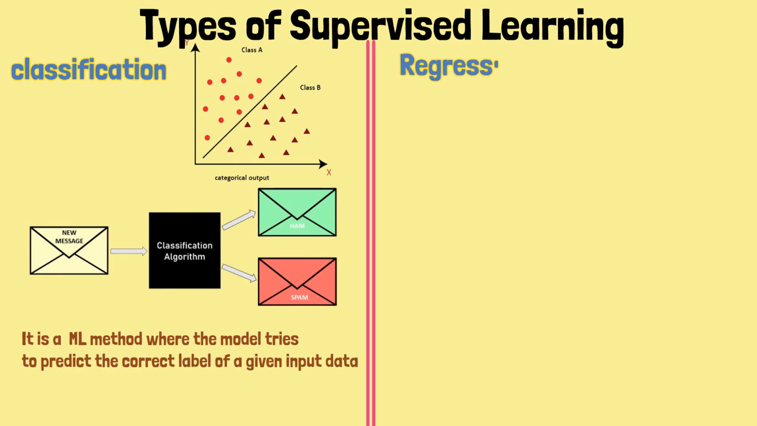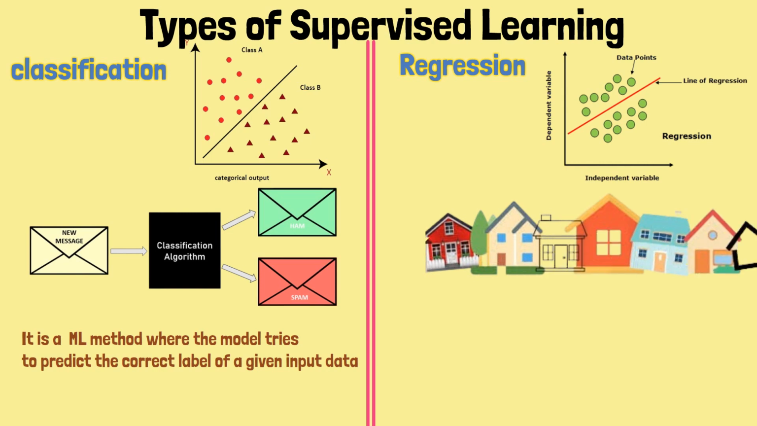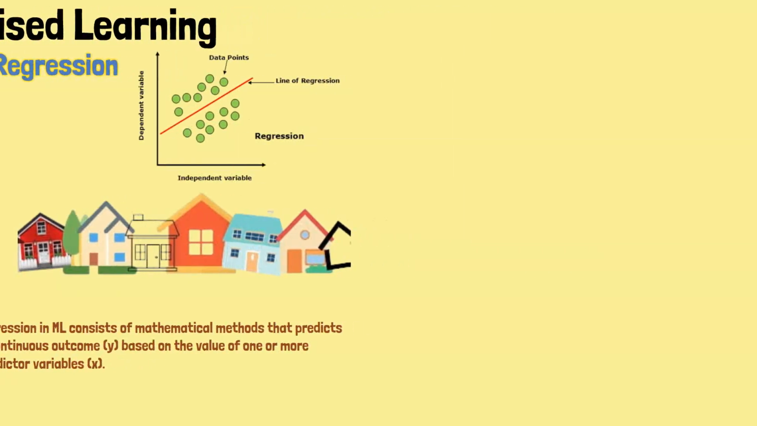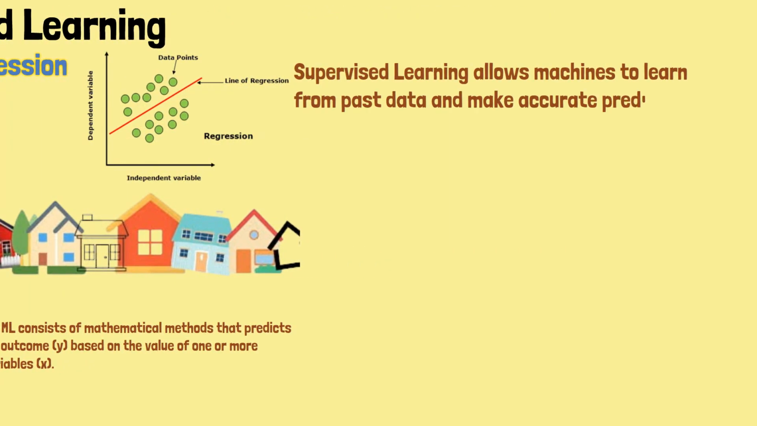Regression: this is about predicting a specific number or value. For example, imagine you're trying to predict the price of a house based on factors like its size, location, and age. The computer uses these features to make an estimate, like predicting that a house might cost $300,000 based on the data it's learned.